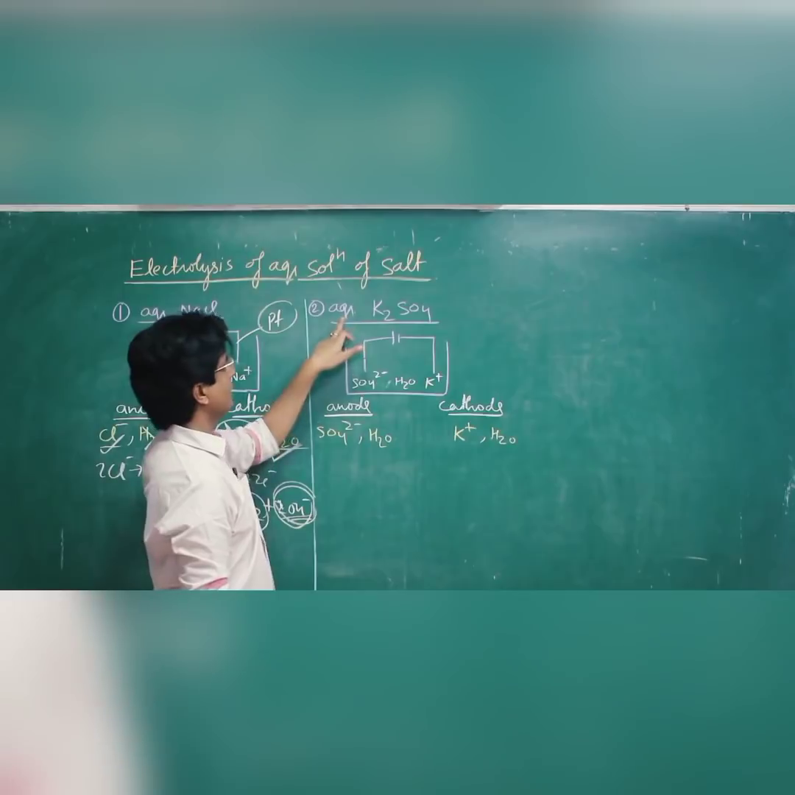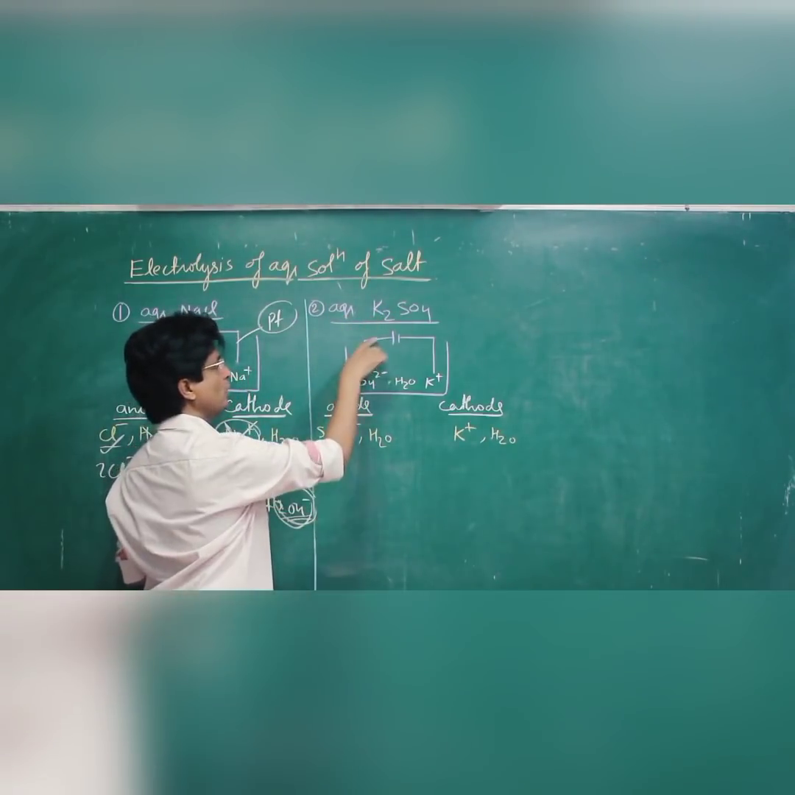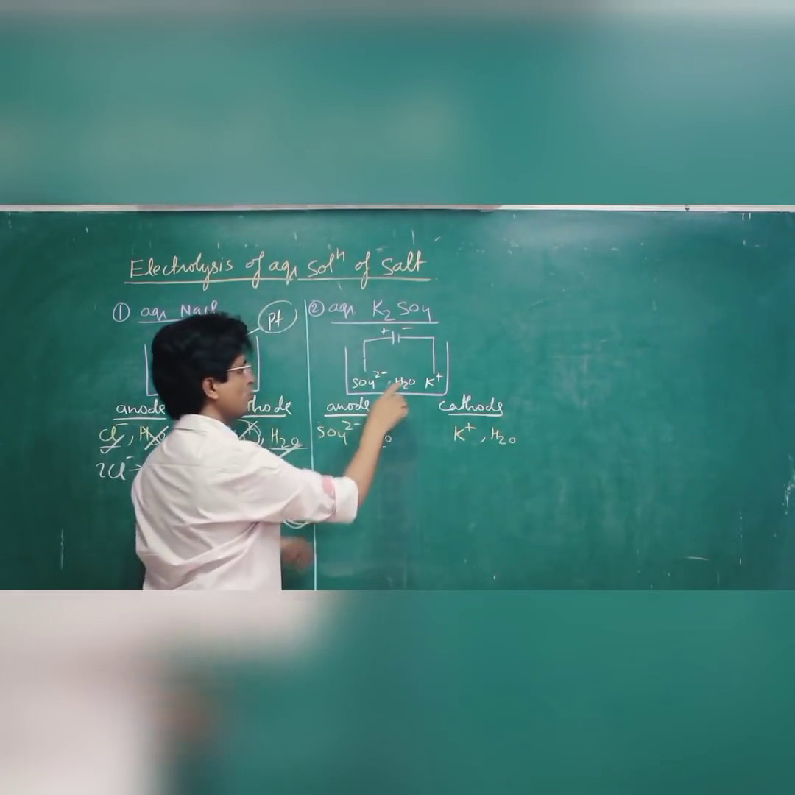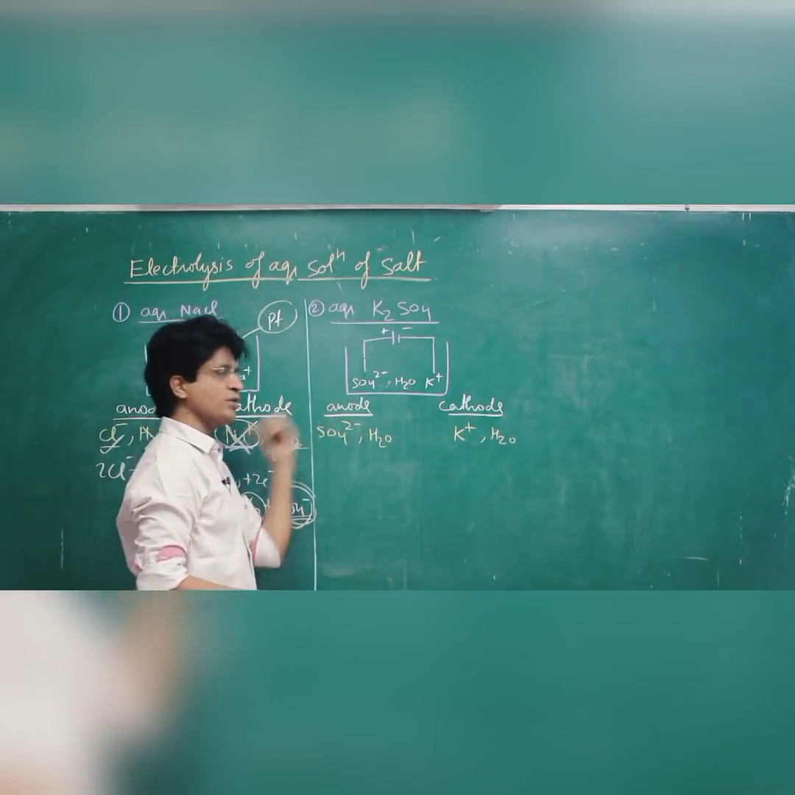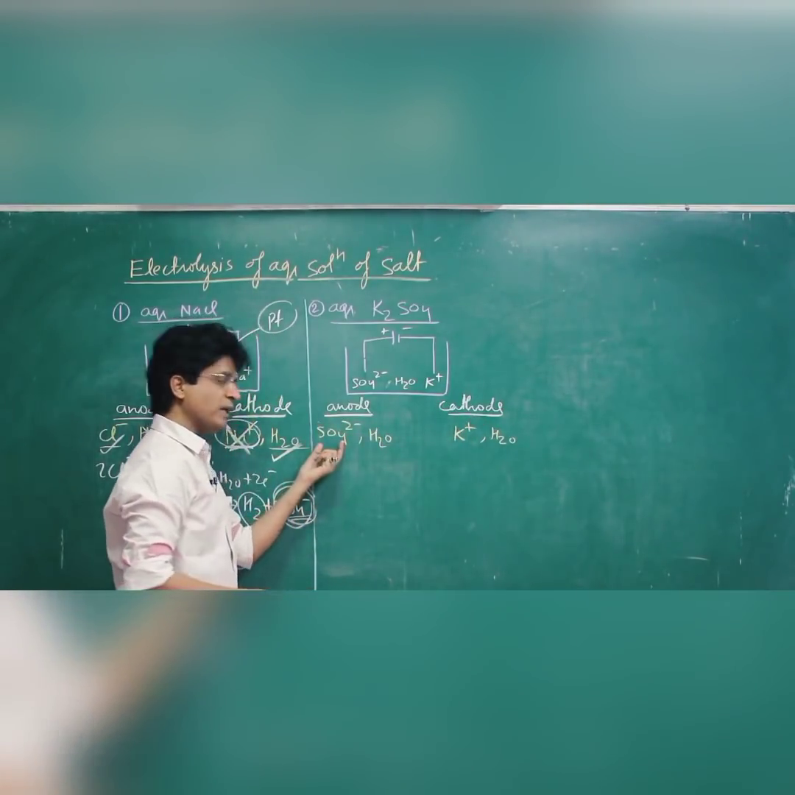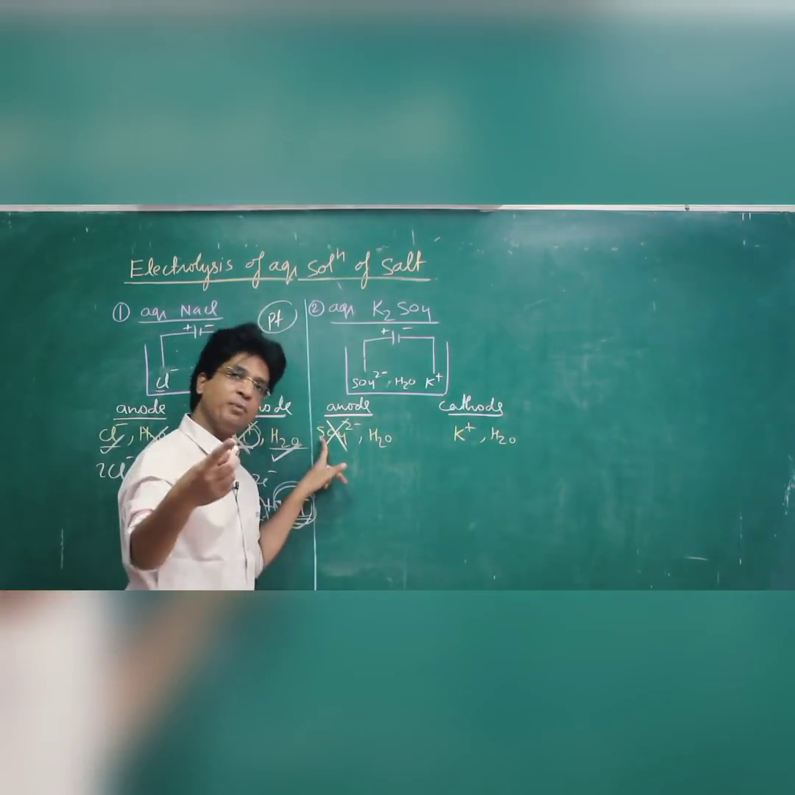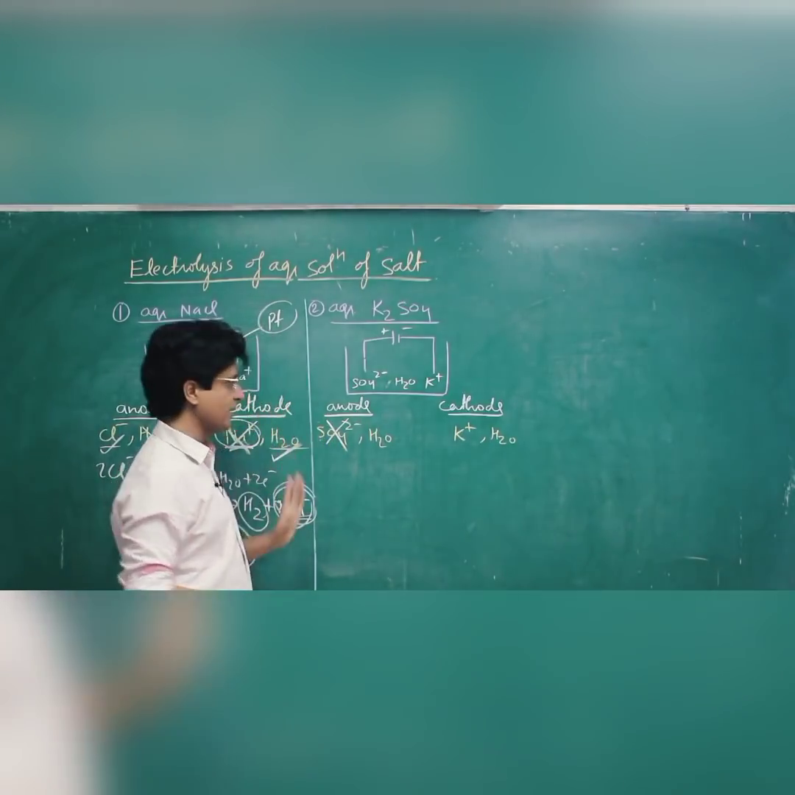Now come over here. Aqueous K2SO4. It will give you sulfate ion which will go to anode and K plus which will go to cathode. H2O will be present both at anode as well as cathode. Now let's see who will oxidize at anode. Will sulfate oxidize? No. The reason being, sulfur is already in the highest possible oxidation state. It does not have any electron to lose, so it cannot be oxidized.